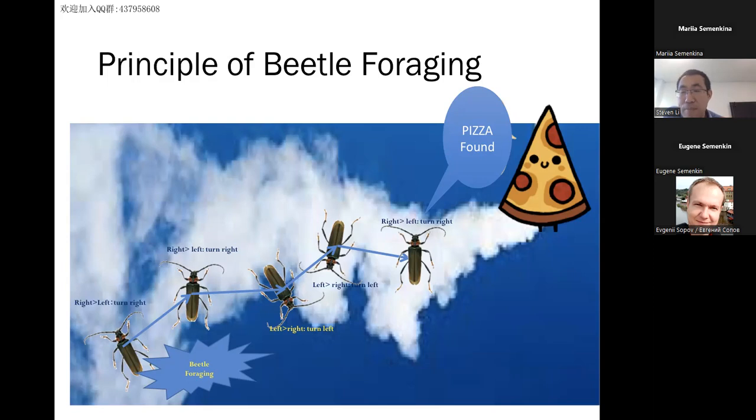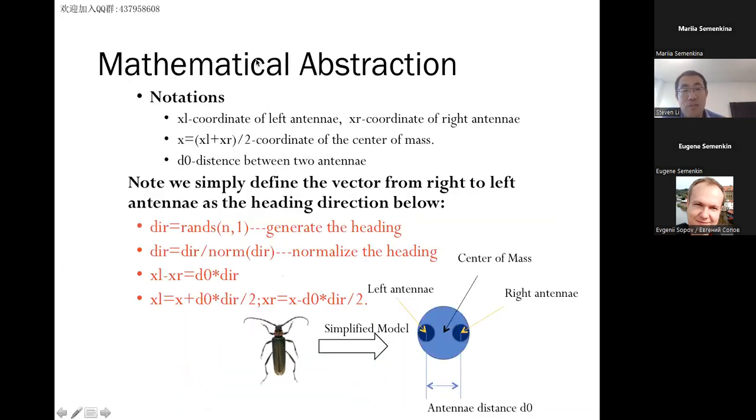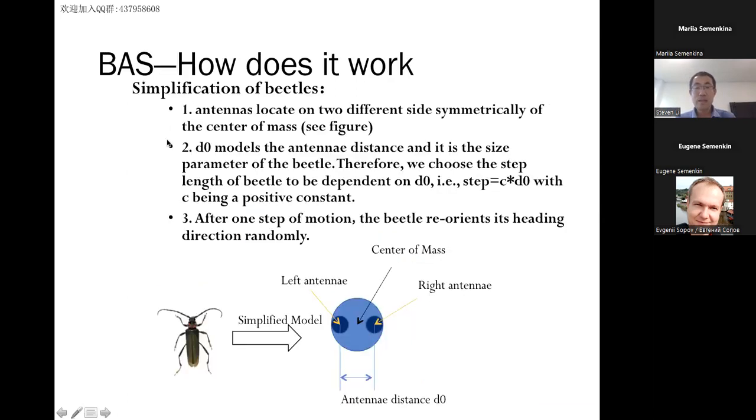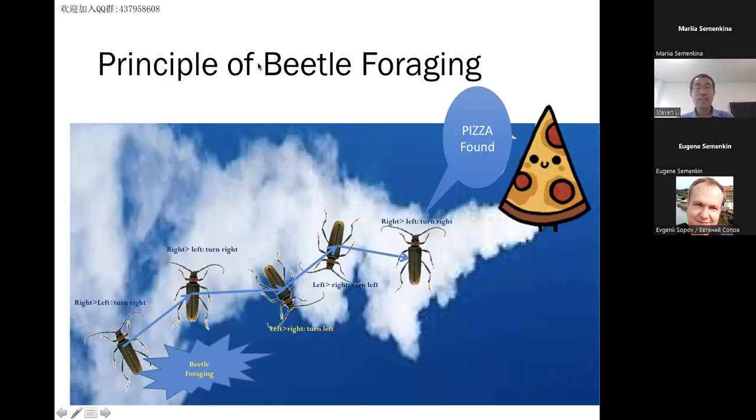But additionally, intuitively, you can look at this algorithm from a different perspective. Some people mentioned that you can understand this algorithm this way. This is a beetle, right? There is a left antenna and a right antenna. If the right side has a stronger signal, like in this situation, because it is closer to the pizza, what it does is move to the right.